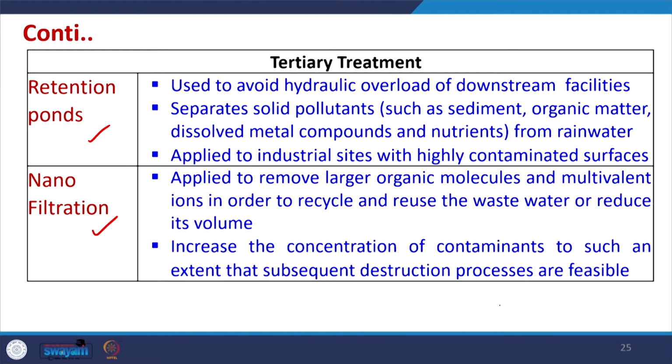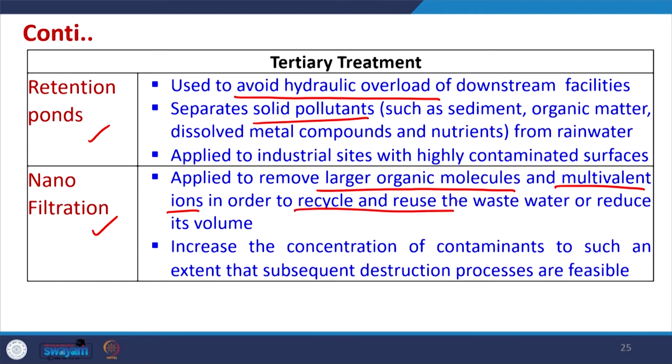Retention ponds can be used to avoid hydraulic overload of downstream facilities if we are going to use other treatment strategies, and they can be used for separating solid pollutants from rainwater, etc. Nanofiltration also removes large organic molecules and multivalent ions. So, this way, if we are able to remove these, we can recycle and reuse the wastewater.